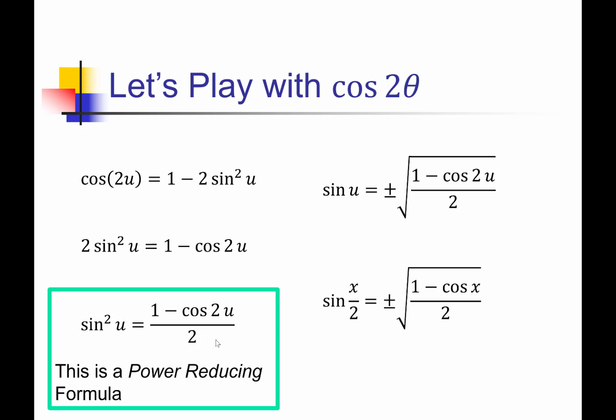The plus or minus may be a little troubling because we know that sine of an angle isn't going to be plus and minus. What we have to do is figure out what quadrant this half angle is going to be in in order to determine whether it's going to be a positive or a negative value.